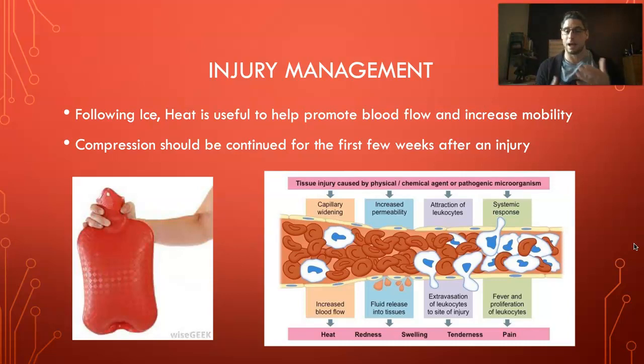So this is where heat patches, or if you want just a low-tech solution, a hot water bottle, can be very useful. And what that does is causes your capillaries to open up. That then allows more blood to flow towards the area, and allows more of the cells to get in there and to activate and to do the job that they want to do.